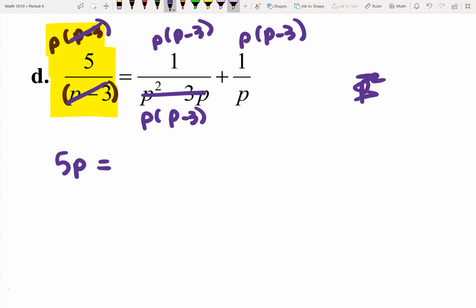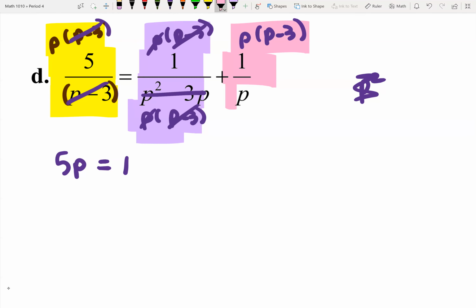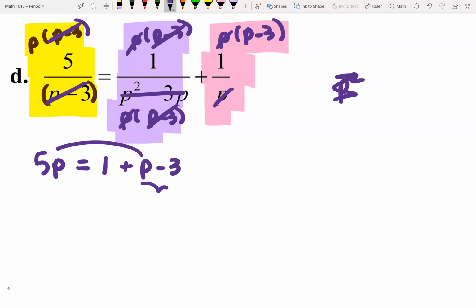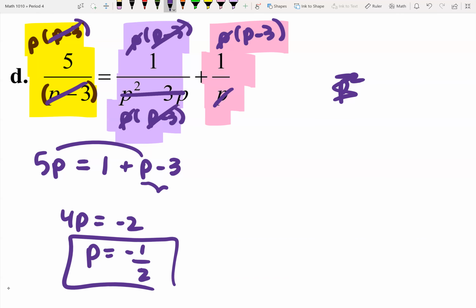Okay, right here. P minus 3, 5P equals. Right here. The denominators are always going to go away. Goes away, goes away, goes away, goes away, 1. This guy right here, the P on the bottom cancels with the P on the top, and I have P minus 3. Now just solve for P. So just take this P right here, pull it that way, and I have 4P equals negative 2. Divide by 4. I get a negative 2/4, which is the same thing as a negative 1/2.